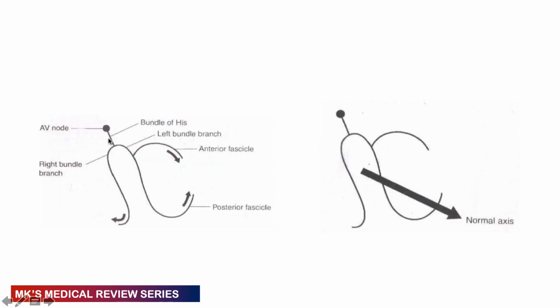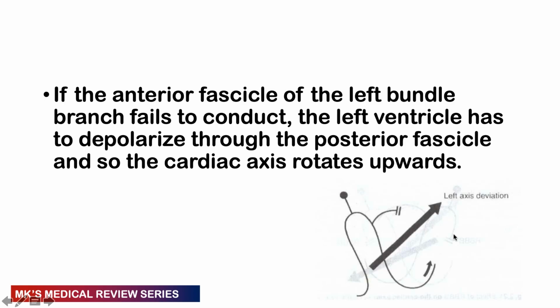So this is what I was talking about. We have our AV node here, bundle of His here, the right bundle branch, the left bundle branch, the anterior fascicle, the posterior fascicle. So there are 3 pathways. Your normal cardiac axis is in that fashion, from 11 o'clock to 5 o'clock.